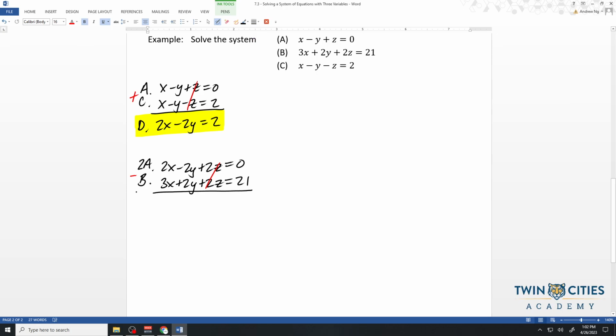2x minus 3x will be negative x. Negative 2y minus 2y will be negative 4y. And this is equal to 0 minus 21, which is negative 21. This is a new equation, so since we have A, B, C, D, we'll call it E. And we'll highlight it.